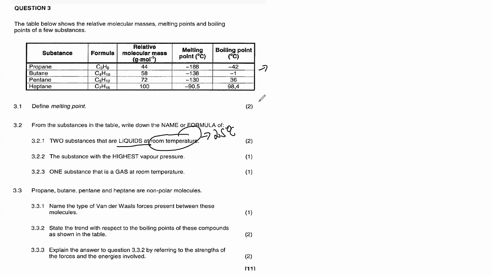Now, in order for us to identify two substances that will be liquid at room temperature, we'll be looking for substances that have a boiling point greater than 25 degrees Celsius. Which two substances have a boiling point that is greater than 25 degrees Celsius? As we can see, it is pentane and heptane. So for 3.2.1, we are going to tell them it's pentane and heptane.